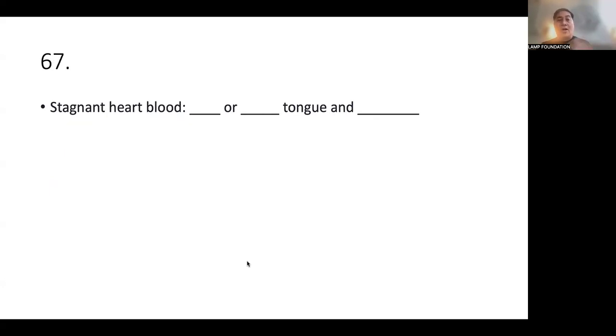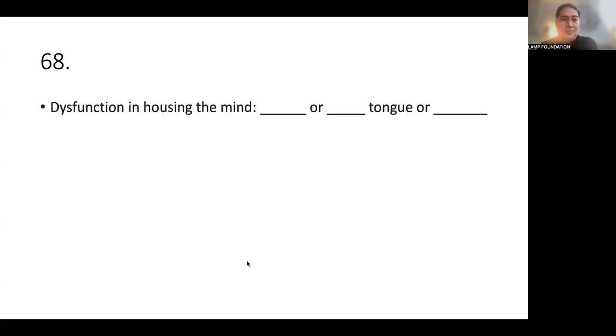Stagnant heart blood, or heart blood stagnation. This is what the cardiologist really needs to look at, right? So, describe the tongue and pulse, and complexion. Dark or purplish tongue and complexion. Yes, dark or purple. Purplish.